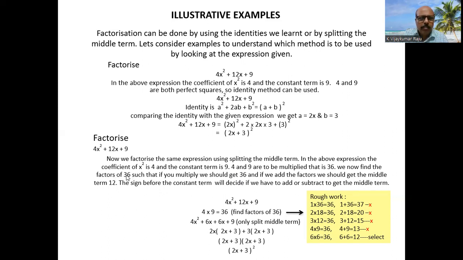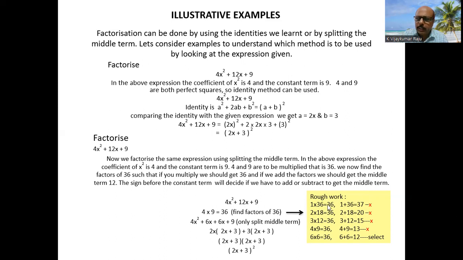Find the factors such that if you multiply, we should get 36, and if you add the factors, we should get the middle term 12. Whether you should add or subtract, the sign before the constant term will decide. The sign before the constant term will decide if we have to add or subtract to get the middle term. So now we take the factors of 36.